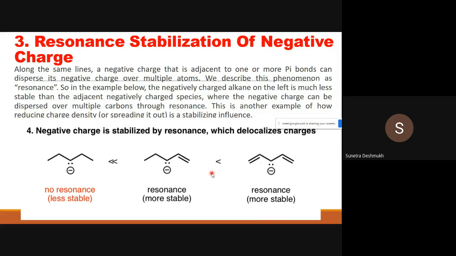Okay, so this is the third point. Resonance is giving stabilization to the negative charge. For this resonance, we must have the carbon-carbon double bond in conjugation to that negative charge. So conjugation is important. After delocalization of this negative charge, after shifting of this carbon-carbon double bond, we can give more stability to this negative charge. So this is nothing but the resonance effect.